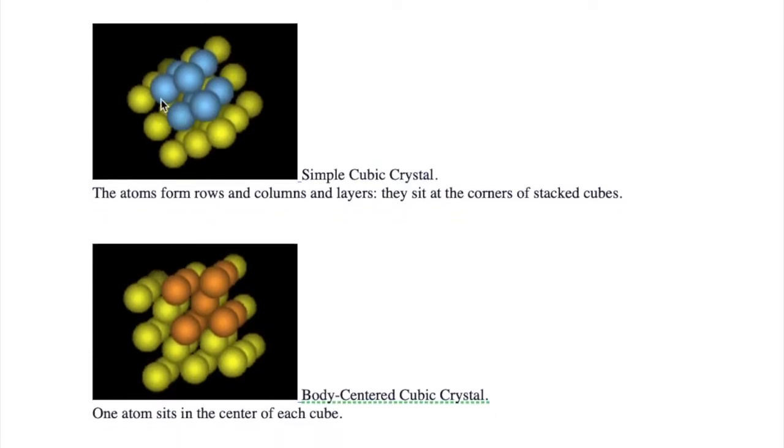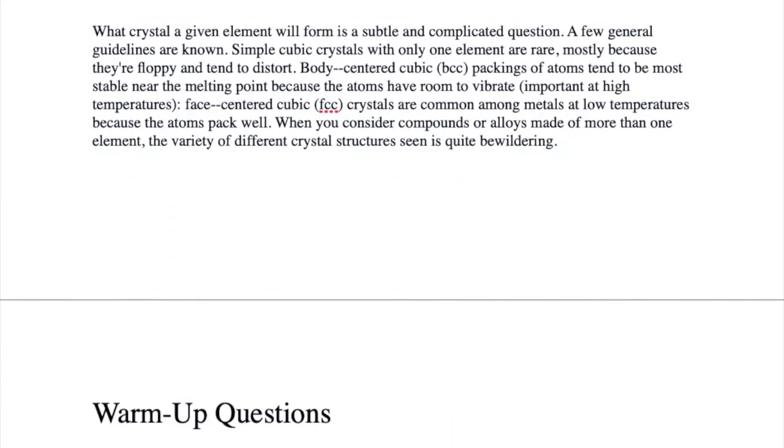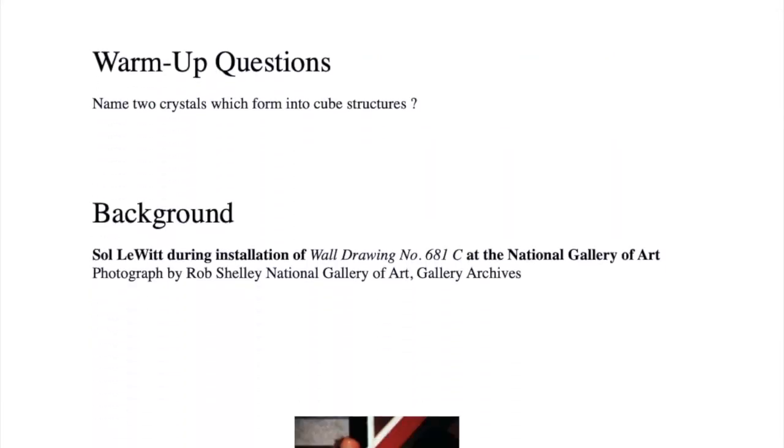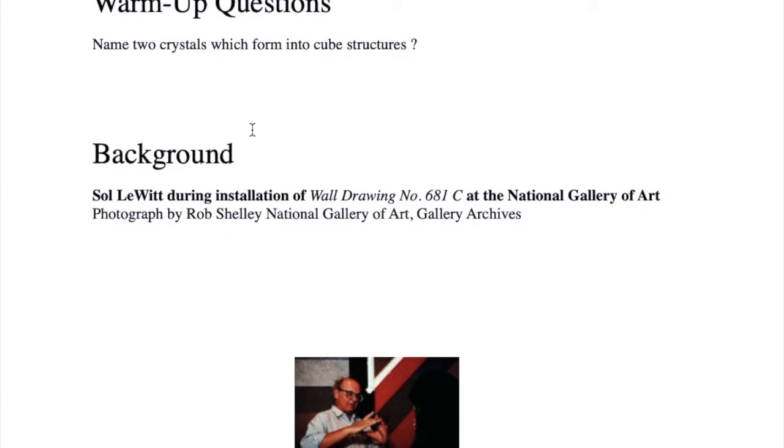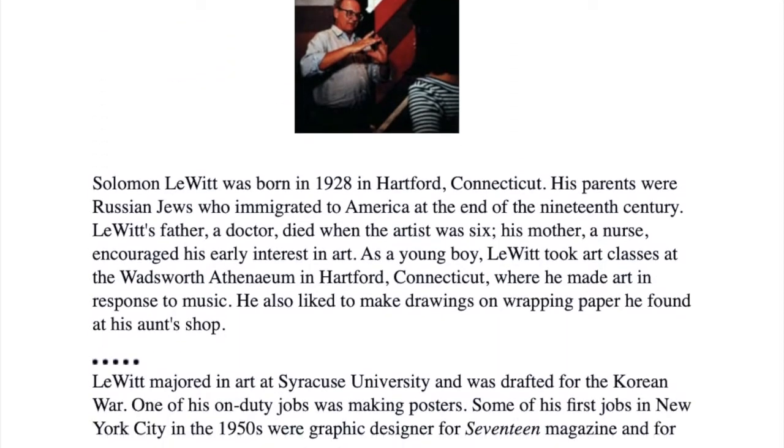But here is a simple cubic crystal. The atoms form rows and columns and layers. They sit at the corners of stacked cubes. And so you can read this. It's very fascinating. Got a warm-up question: name two crystals which form into cube structures. Think about that.